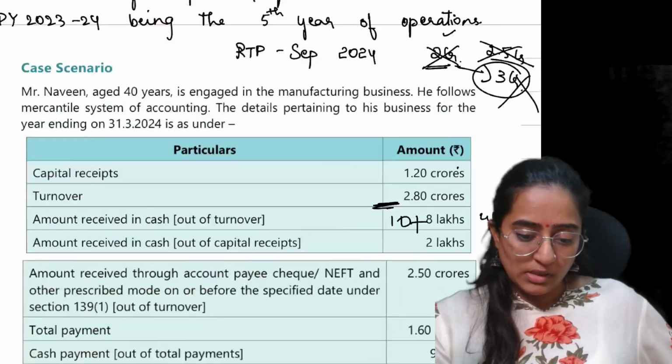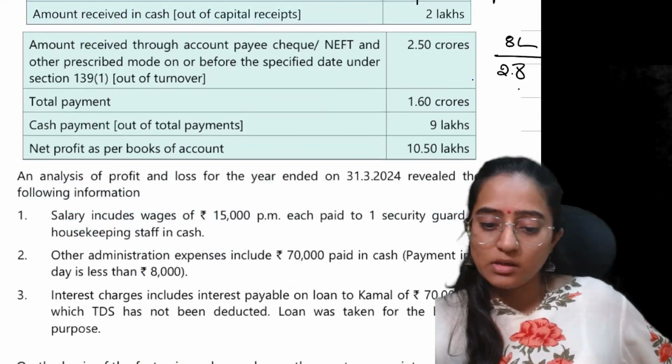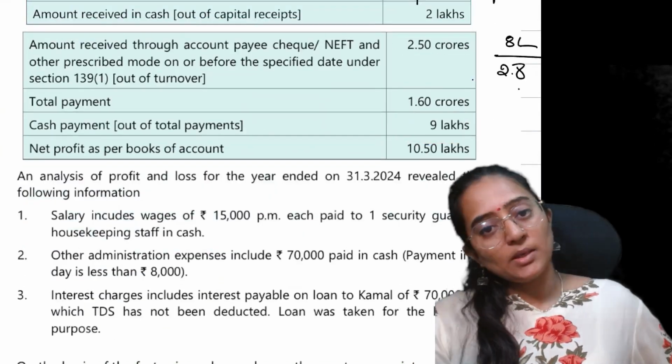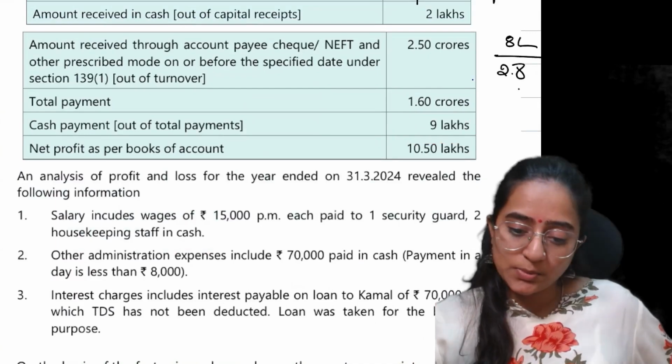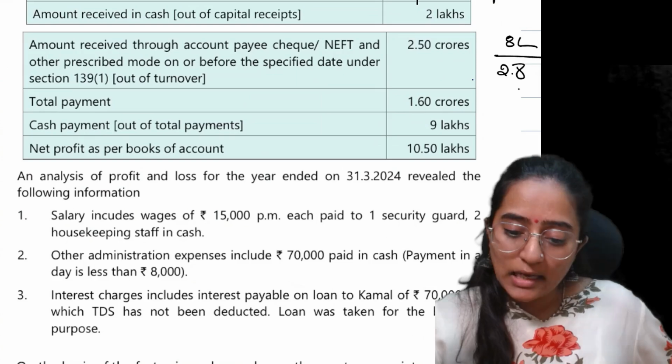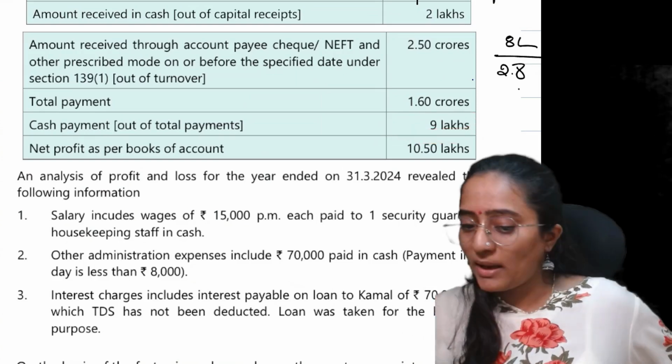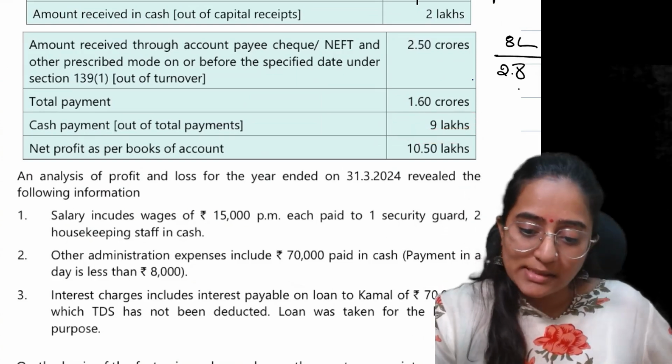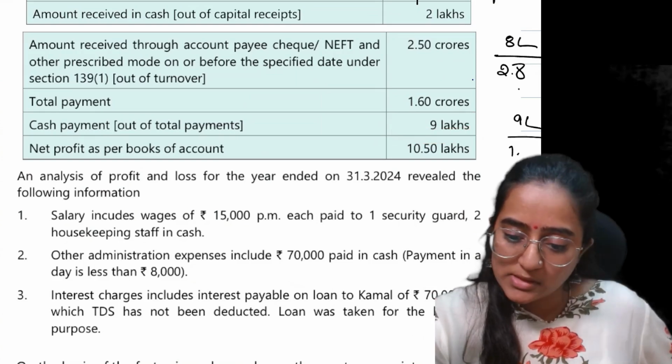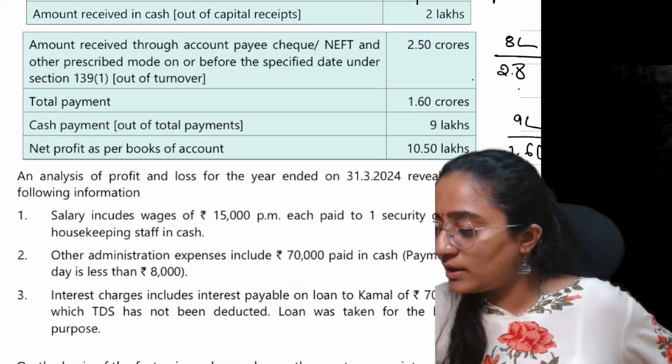Here in this question, there is another explanation which we need to consider. Cash payment. How much is the cash payment that they are considering, people? Cash payment is 9 lakh rupees. 9 lakh out of 1.6 crores. Do the math. 9 divided by 1.6. 9 lakh divided by 1.6 crores. Do the math. How much would you get?